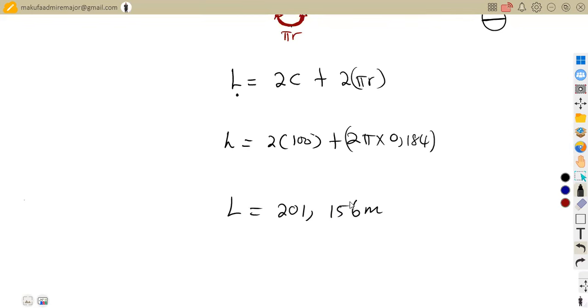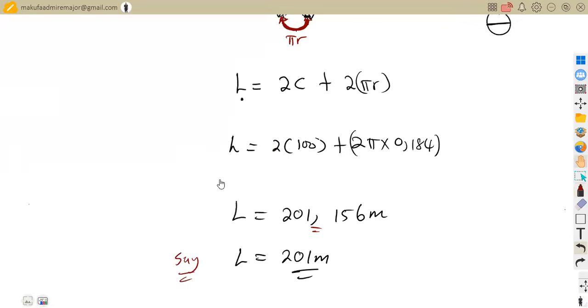So we obtain the total length of the chain in this case, which is 201,156 meters. For the length of a chain, you round off to the nearest whole number. So we can just say 201 or 202. We're just going to have our length as 201 meters. In this case, we round off to the nearest whole number for the length of chain. So L is 201 meters to the nearest whole number. All right, so that was the question.